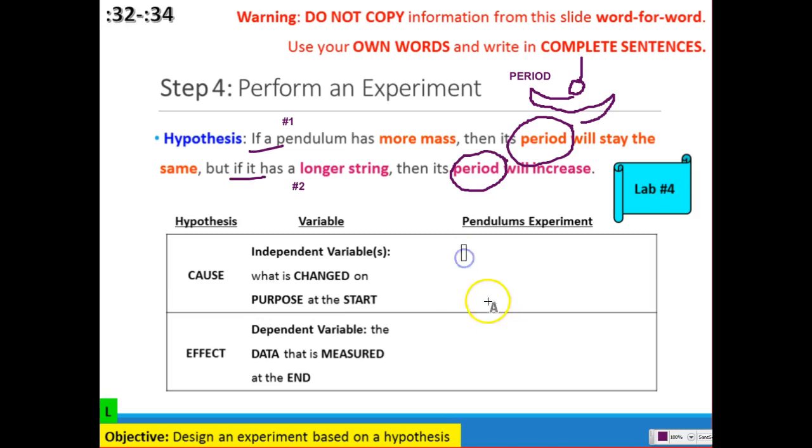Yeah, so one of the things I'm changing is string length, definitely. And what's the other thing that I'm going to be changing? Take a look at the if part of my first part of the sentence. If the pendulum has what? What am I changing in the first part? Yeah, you're going to be changing the mass, definitely. So we're changing both the mass and the string length.